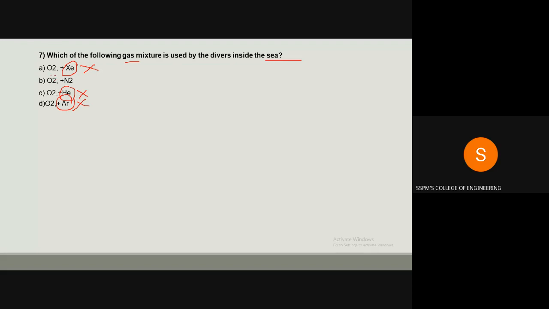So the correct option is oxygen and nitrogen, because the oxygen cycle is there and the nitrogen cycle is there. Some plants in the sea or in the atmosphere use nitrogen gas for the production of food. So the nitrogen cycle and the oxygen cycle are there in the environment. The inert gases are helium, xenon, and argon. So oxygen and nitrogen is the correct answer.